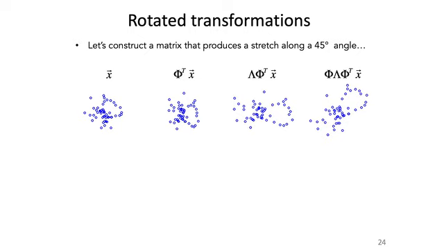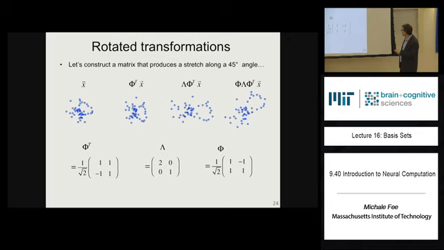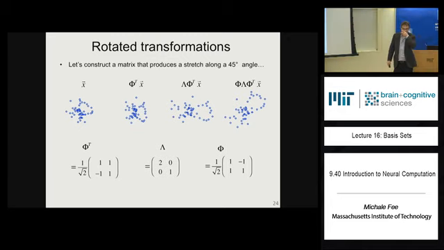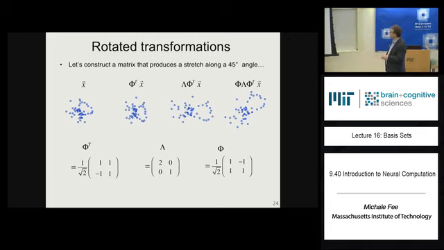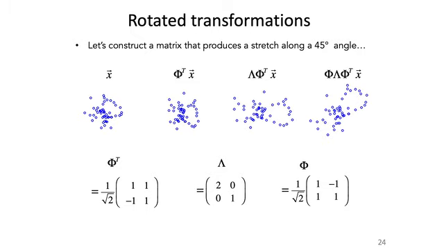Okay, so let's actually do this for 45 degrees. So there's our rotation matrix, 1, -1, 1, 1, okay? The transpose is 1, 1, -1, 1. And here's our stretch matrix. In this case, it was stretched by a factor of 2.